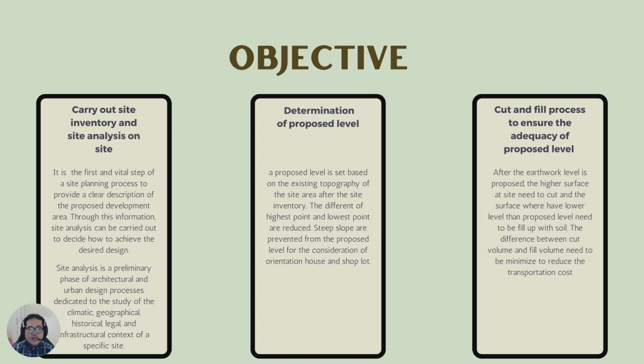So the last objective is the cut and fill process to ensure the adequacy of proposed level. After the earthwork level is proposed, the higher surface at site needs to be cut, and the surface which has a lower level than the proposed level needs to be filled up with soil. The difference between cut volume and fill volume needs to be minimized to reduce the transportation cost.